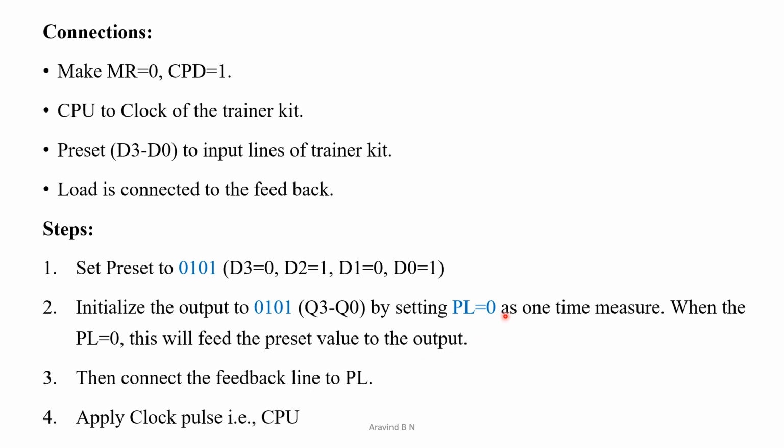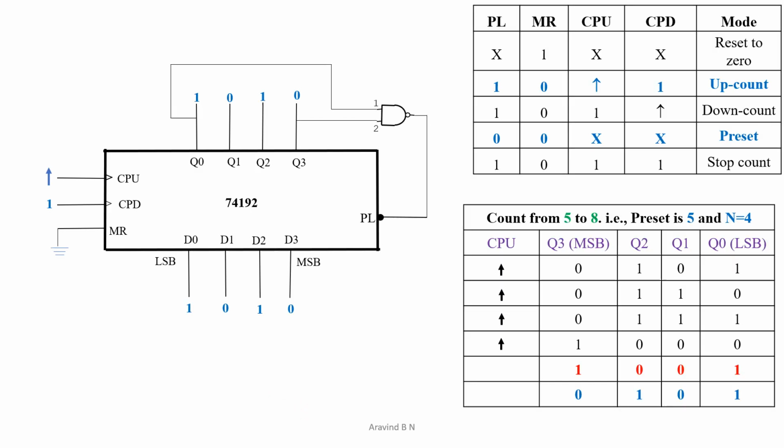So after this one-time measure, we must connect the output of the logical gate to the PL and then apply the clock pulse. So by default, it is going to make the counting operation, that is up count. For the clock we have to connect CPU. Now getting into the circuit realization. So this is the circuit realization.